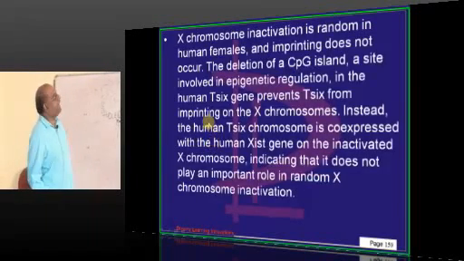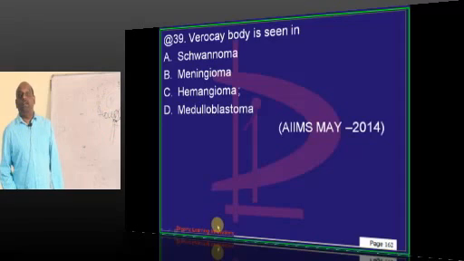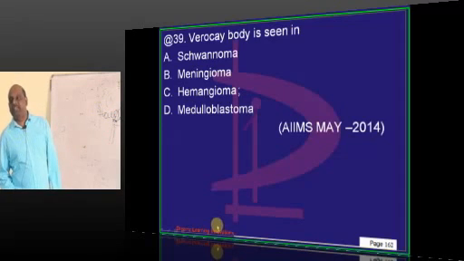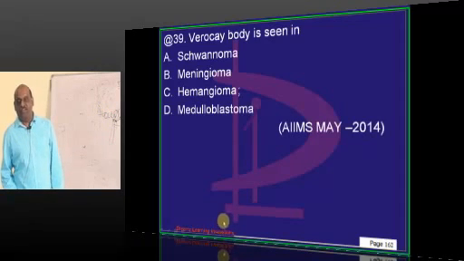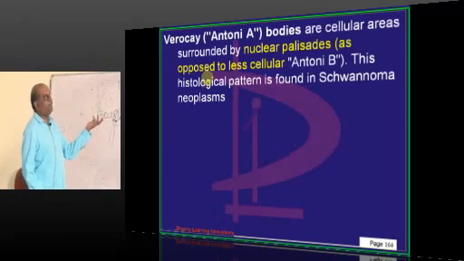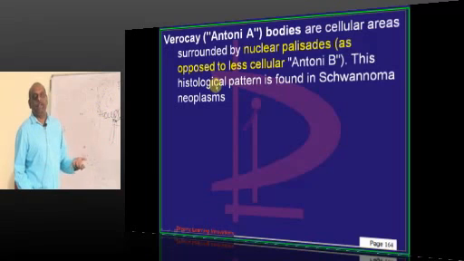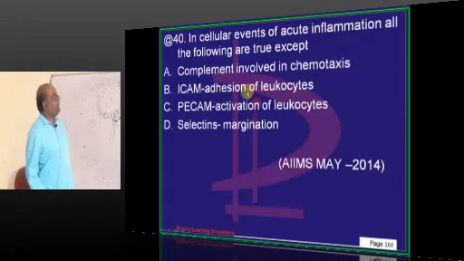Barr bodies are used for karyotyping in the case of the female. Verocay body, where do you see? Recently also we have seen AIIMS, PGI, JIPMER, trinity of exams. So you have schwannoma, Antoni A, Antoni B, you must be very sure. So Verocay or Antoni A bodies are typically found, which needs to be remembered.